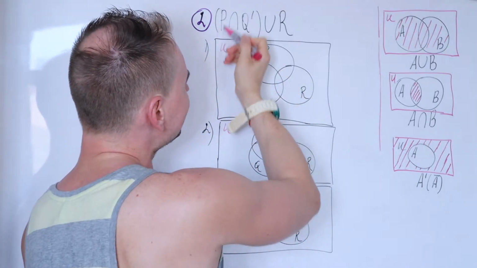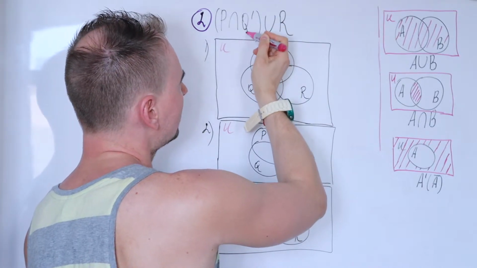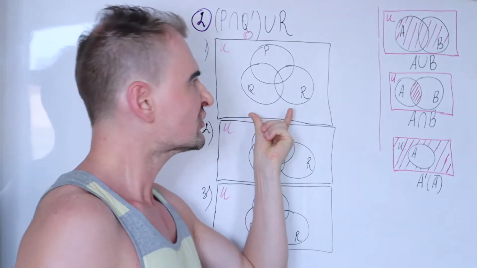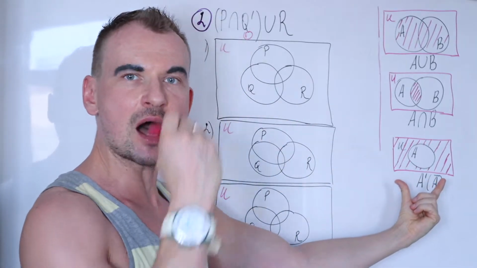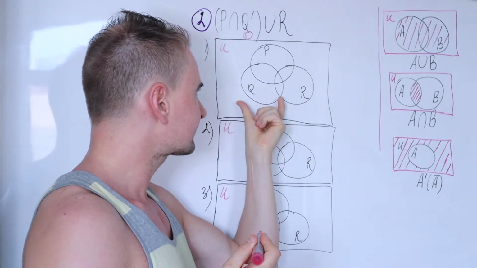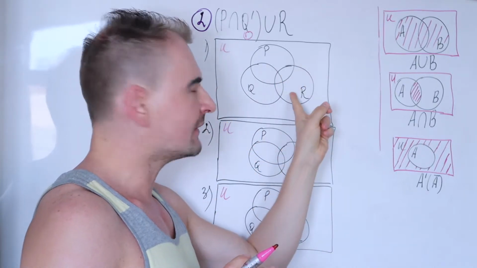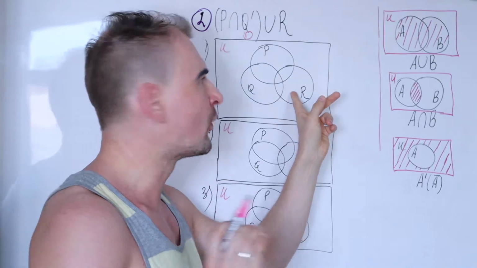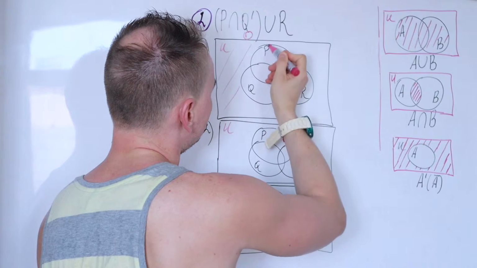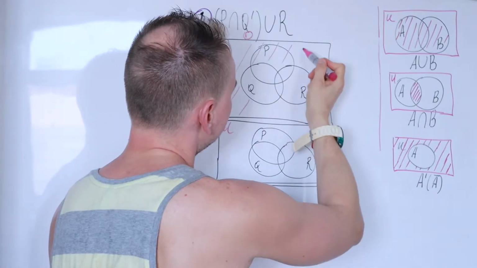So you are given P intersection Q prime. First of all, we need to find Q prime. We need to find the complement of Q. So it's going to be everything outside of that area that represents Q. We don't care about P and R at this stage, at this point. So we're going to highlight everything besides this Q, regardless of P and R.